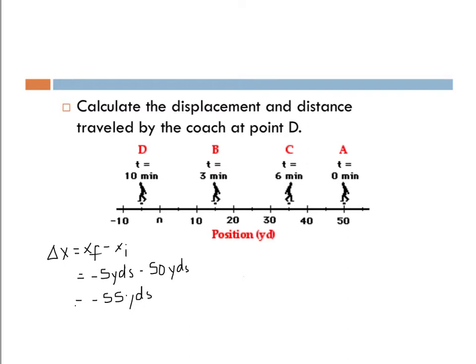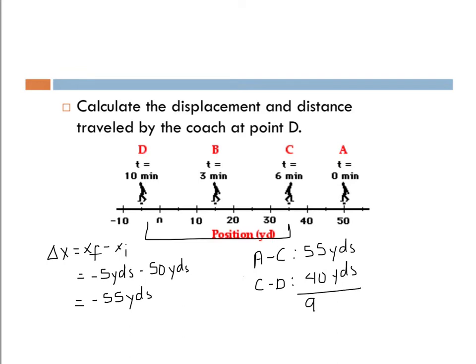For your total distance traveled, we know that we had 55 yards to begin with. So from A to C, we had 55 yards. That came from the previous example. So from C to D, we can count that we get 40 yards. So total distance traveled, 95 yards.